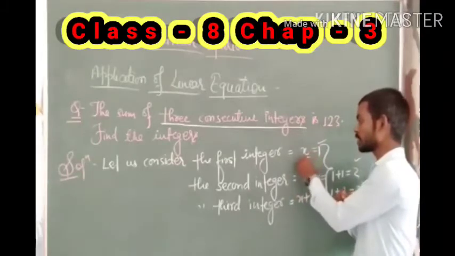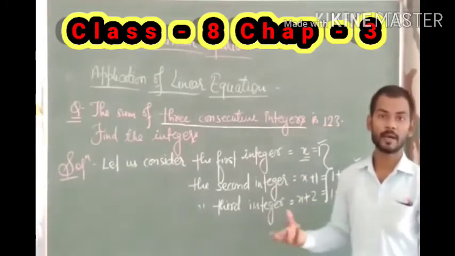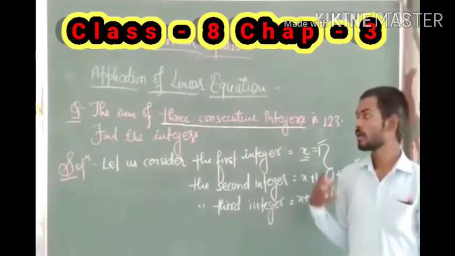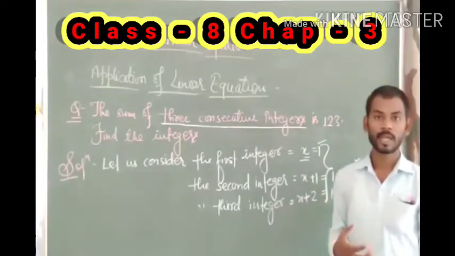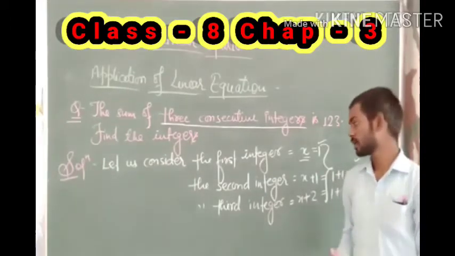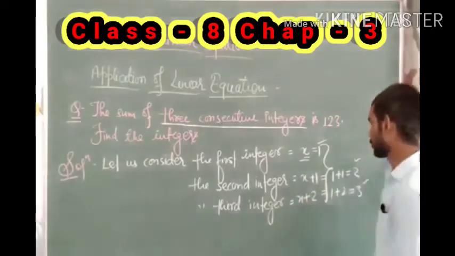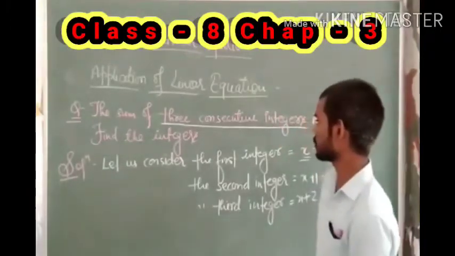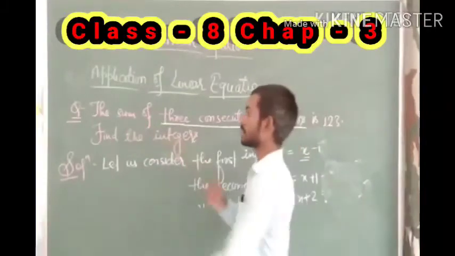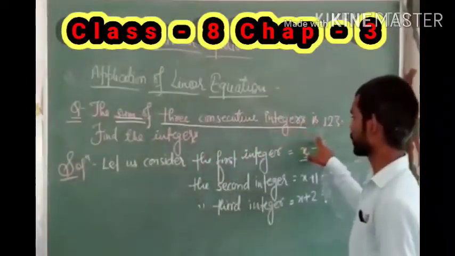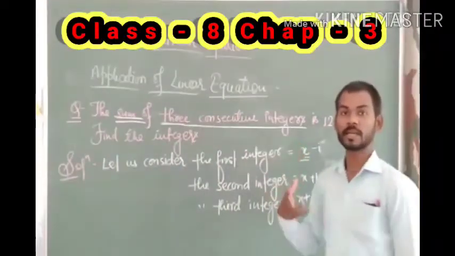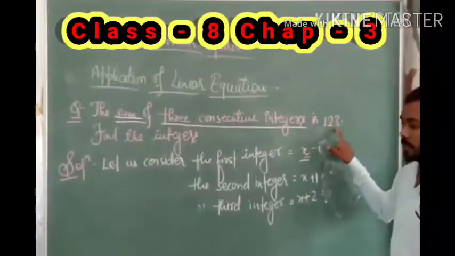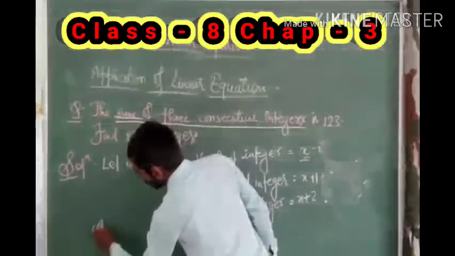Here the unknown quantity is x, so the problem is to find the value of x. In order to find the value of x, we need to form a linear equation, and after solving the linear equation, we will get the value of this unknown quantity x. So let us start forming the linear equation. As the question is saying, the sum of three consecutive integers, it means here we have to add x, x plus 1, x plus 2, which is equal to 123. So we write according to the question.